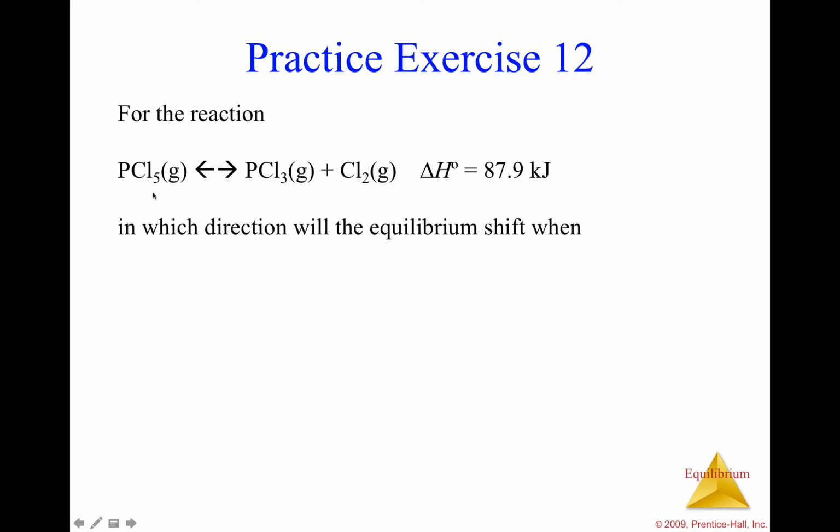We're given a reaction, PCl5 in equilibrium with PCl3 and Cl2, and we're given a delta H value. Delta H is covered in Chem 101. I see that this is a positive delta H, so we'll remember that's endothermic.